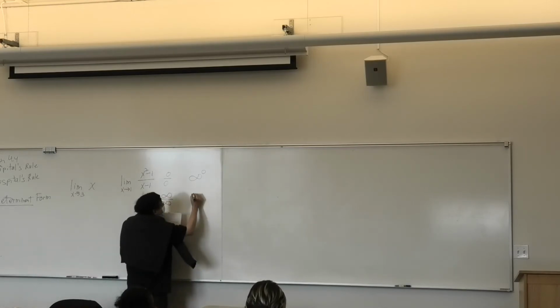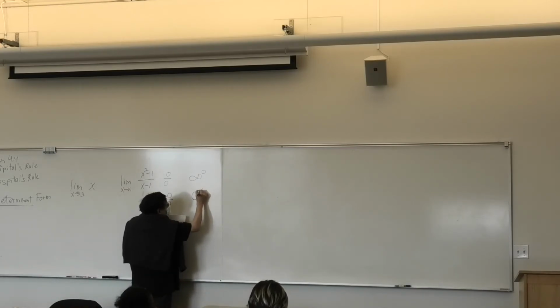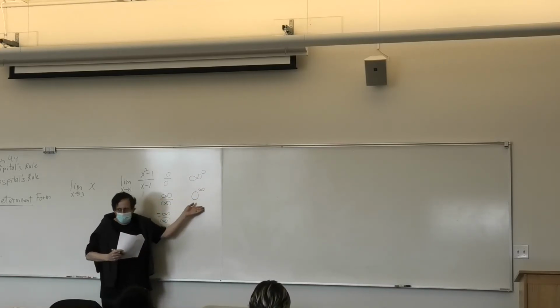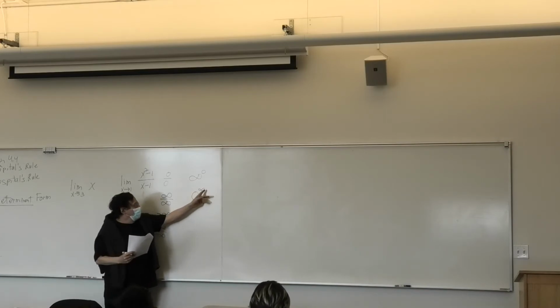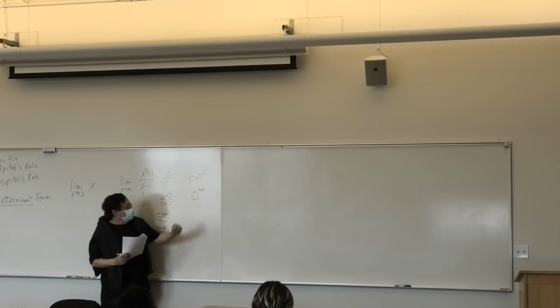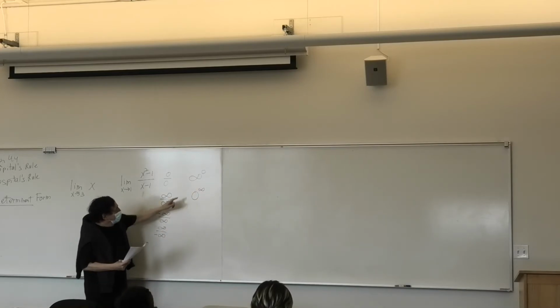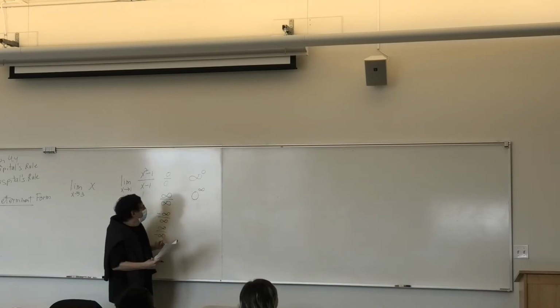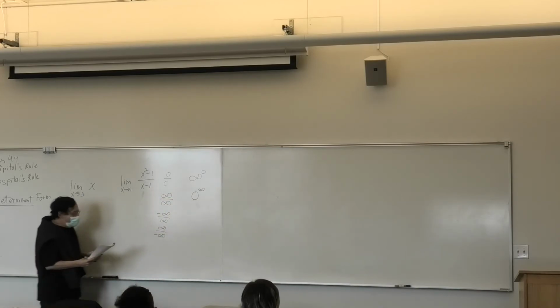We could have 0 raised to infinity. That is, we've got a base that's going to 0, but the exponent that we're raising it to just gets larger and larger. This could go to 0, it could go to infinity, it could go to some number. Same here. All these are indeterminate.